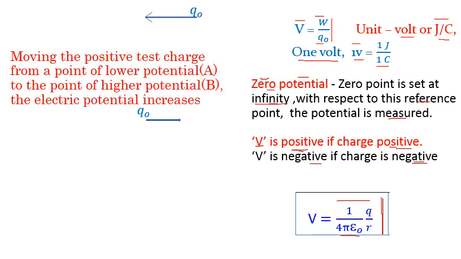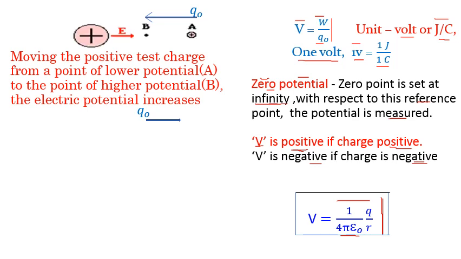Next point. Now, what do you think about the charge when it is moving from the point which is at lower potential to the point which is at higher potential? Here, the electric potential increases. Why? Can you tell me? Yes, think about this. Why, when a charge is moving from the point at lower potential to the point at higher potential, is it increasing?